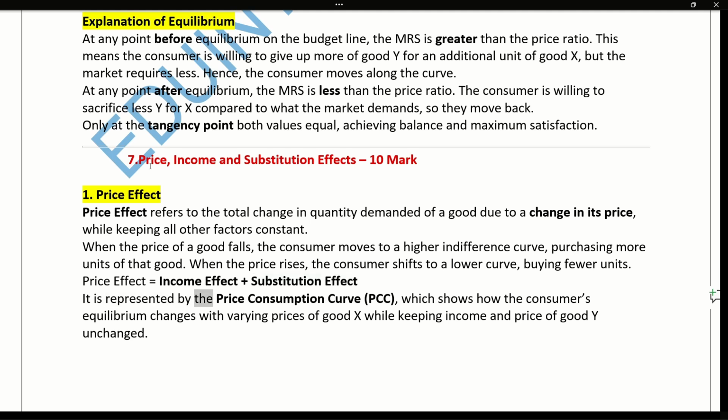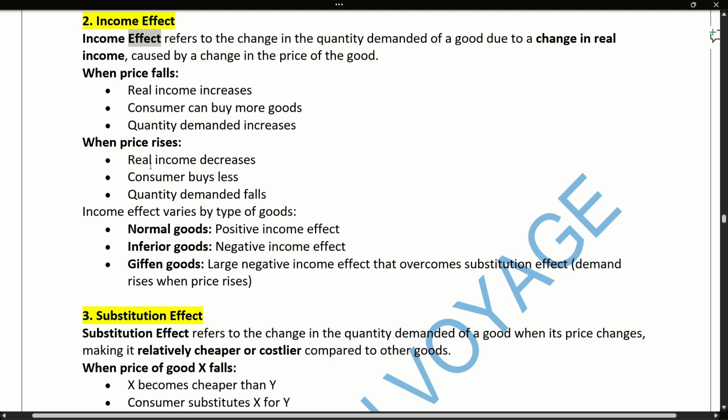It is represented by the price consumption curve, PCC, which shows how the consumer's equilibrium changes with varying prices of good X while keeping income and price of good Y unchanged. 2. Income effect. Income effect refers to the change in the quantity demanded of a good due to a change in real income, caused by a change in the price of the good. When price falls, real income increases. Consumer can buy more goods. Quantity demanded increases. When price rises, real income decreases. Consumer buys less. Quantity demanded falls.